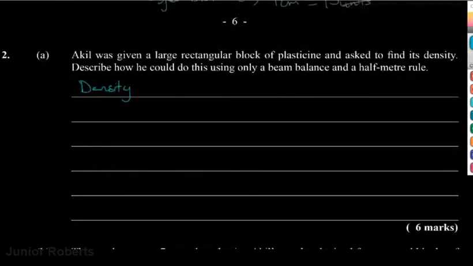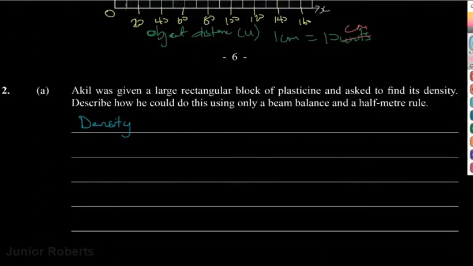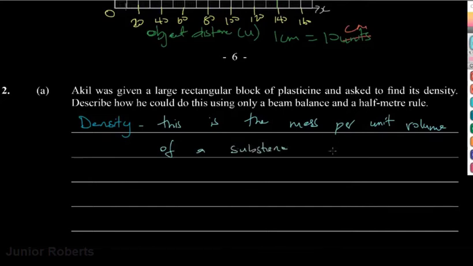So we want to talk about density now. What is density? Anybody know what density is? Mass over volume, right? So that's the formula for density. But the definition, let's write a definition for density. Density, we say that this is the mass per unit volume of a substance. So therefore, we can calculate density by saying that density rho is equal to mass divided by volume.